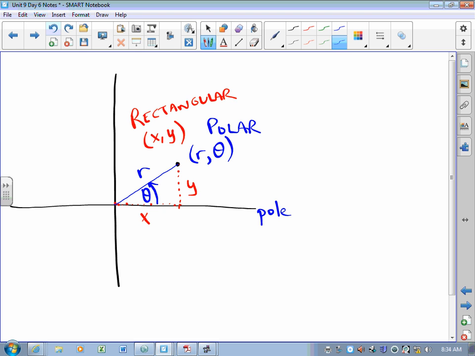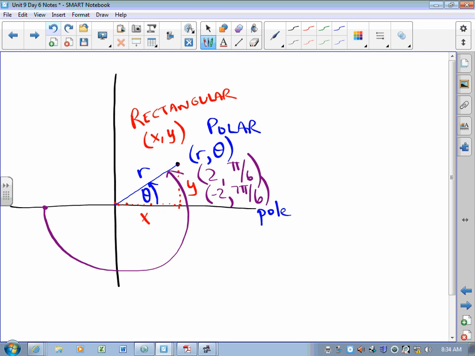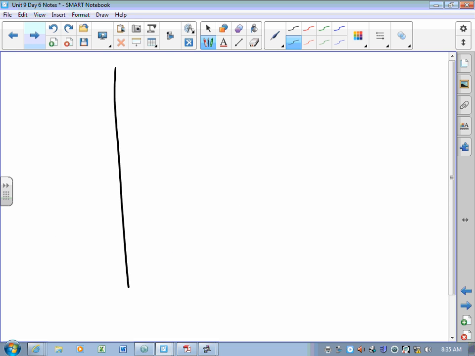Likewise, for example, if this were the point, and I'm just making something up off the top of my head, if this were the point 2, pi over 6, it is also the same as negative 2, 7 pi over 6. Because if I started at negative 2 on the pole, I would have to rotate counterclockwise 7 pi over 6 to get there. Okay? Okay. So, play with a couple of points.